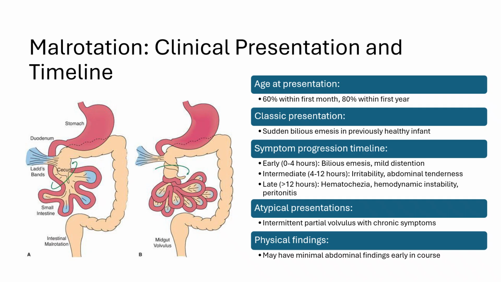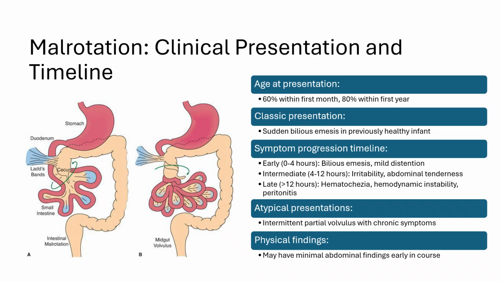As we move into the intermediate phase from 4 to 12 hours, ischemia progresses and clinical signs worsen. Irritability increases as visceral pain develops. Abdominal tenderness becomes more apparent as the bowel wall becomes edematous and inflamed. The infant may demonstrate signs of discomfort with handling or positioning.